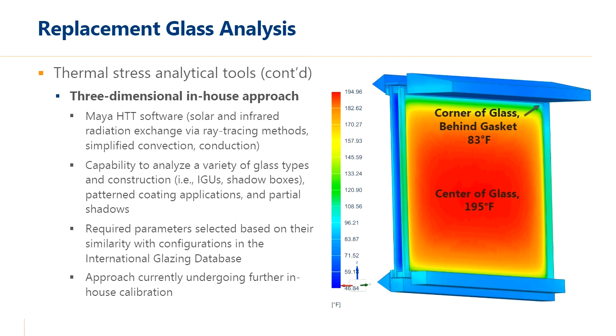It does require some amount of engineering judgment to do this analysis. You need to select configurations out of the International Glazing Database that are similar to what you're trying to analyze. And we do know that we need to further calibrate this, and we're attempting to do that currently using some laboratory measurements. So with that, I'll turn it back to Martina and Becky, who will describe a case history where they utilized the more common ASTM approach for a thermal stress analysis.